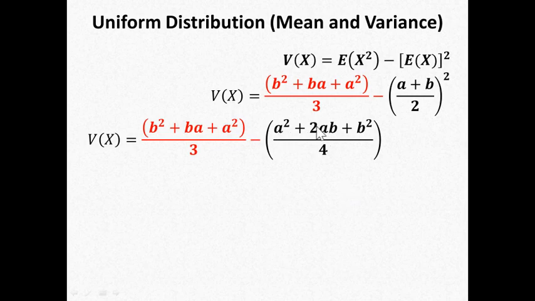So it will become a square plus 2ab plus b square. Again, it is a formula, a plus b whole square, through the binomial expansion. And now, according to the rule of algebra, the LCM can only be taken by multiplying the number which is not in the denominator of another term.